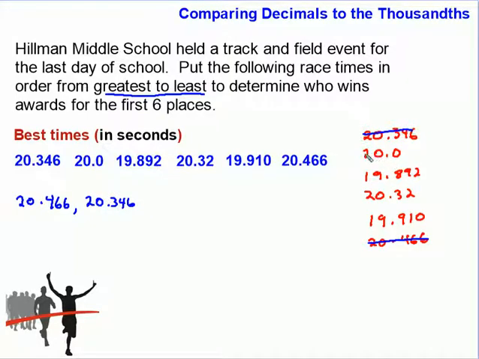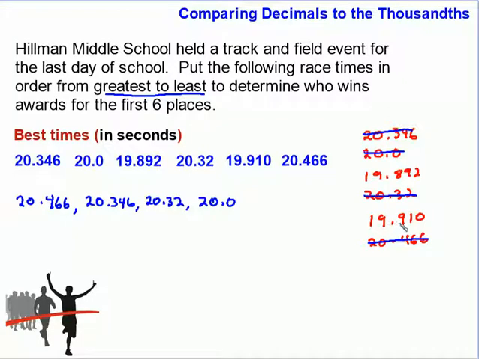Now, the remaining 20s, we move over here to the tenths place, and this one has a 3 in the tenths place, and this one has a 0 in the tenths place. This one is the larger one, so we'll put this one over here, 20.32. And over here we have the last one of the 20s, which is 20.0, and we can cross through that one. Now we're down to the 19s.